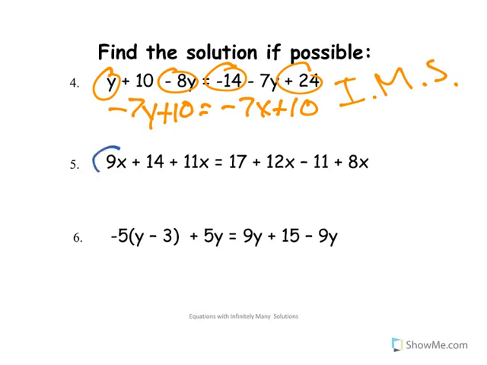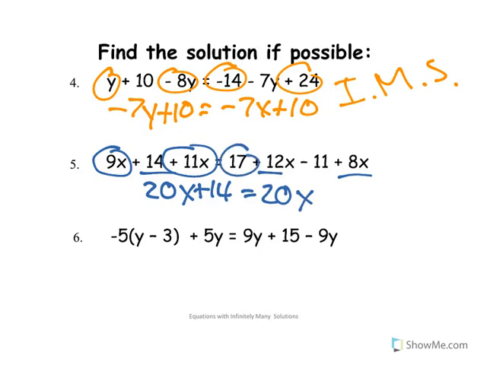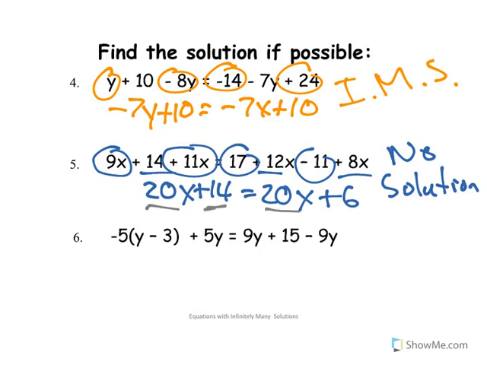Okay, for the next one, I'm going to combine 9x and 11x to give me 20x. 14 is just 14. And on the other side, I've got 20x, except when I combine my constants, I get 6. Okay, well, this looks exactly like the case I just saw for no solution, right? Same variable term, but different constants. Now, what's going to happen here? Well, I've got a bit of work to do here.